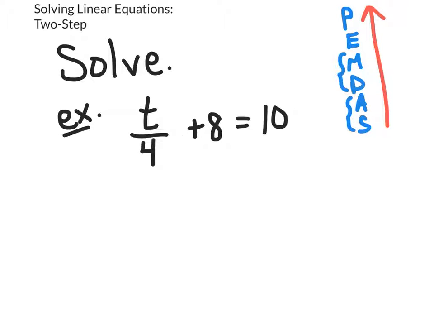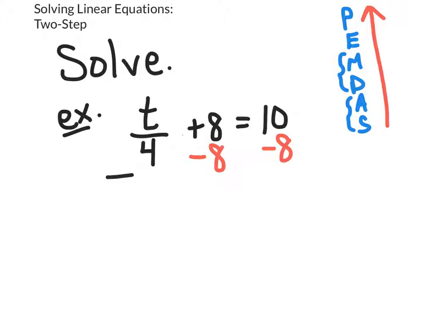Okay, so for the second example, you'll notice that it's a little bit different here. I have a t that has been divided by 4, and I have plus 8 is equal to 10. So my first step here, once again, is I want to deal with addition or subtraction first. You'll notice the positive 8 that is there. I can get rid of that positive 8 on the left-hand side by simply subtracting 8. If I subtract 8 on the left-hand side, I also must subtract 8 on the right-hand side.